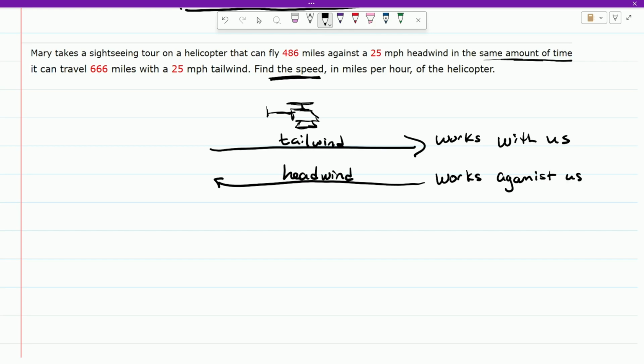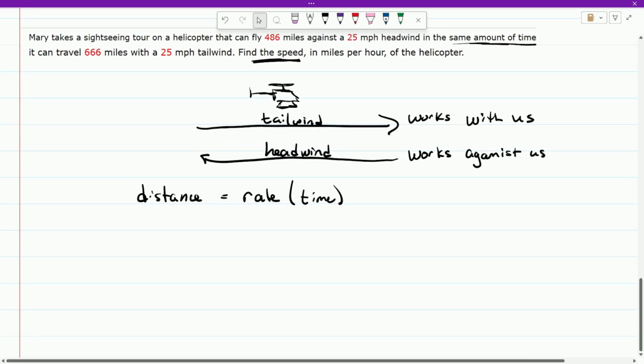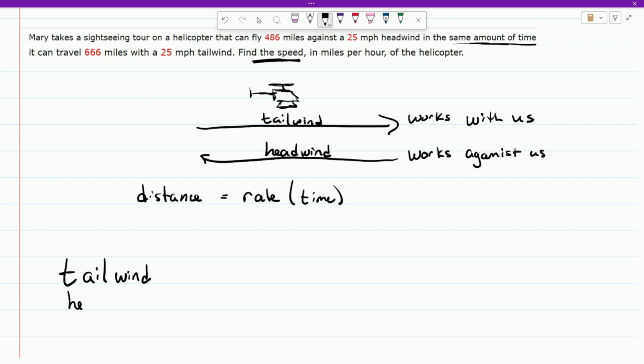So the best thing to do is to remember two things. First, your distance equals rate multiplied by time, a formula, and a table, okay? So the table is really kind of easy to set up. We'll do tailwind first. We're going to do headwind second.